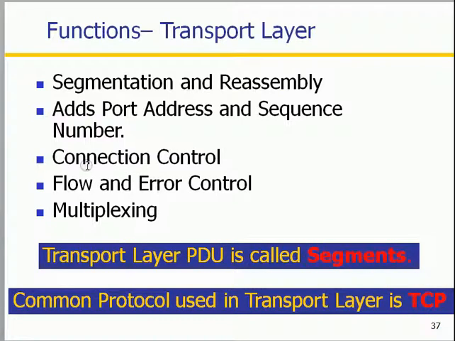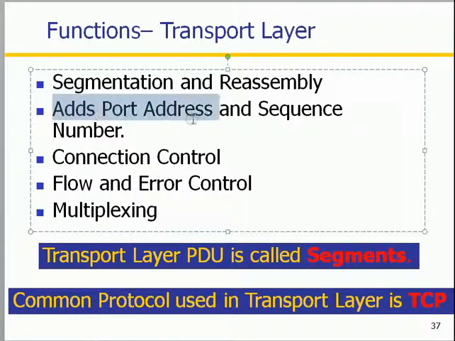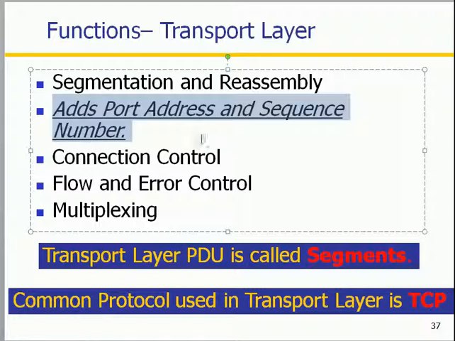It has some primary functions, you need to memorize this: segmentation and reassembly. That means if you have multiple messages, you segment them, and in reassembly, you also have to join them. This is in case of the receiver, of course. Adds port address, very important. Adds port address and sequence number. You need to remember this, note this down, this is very important.